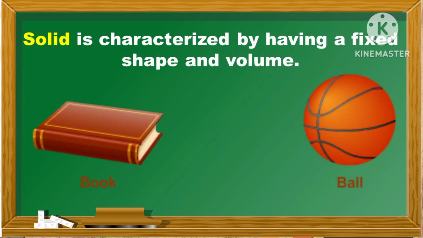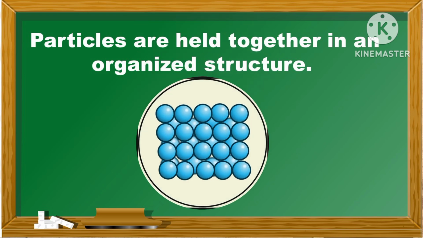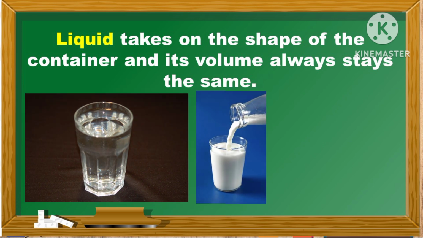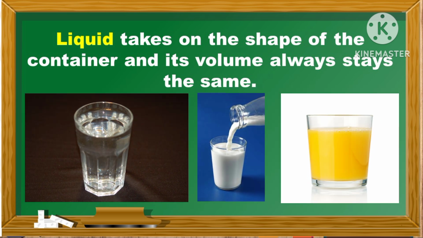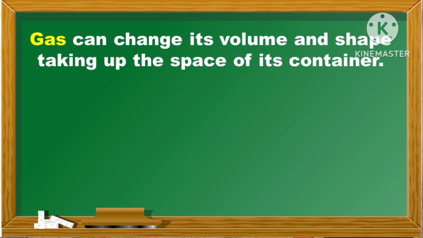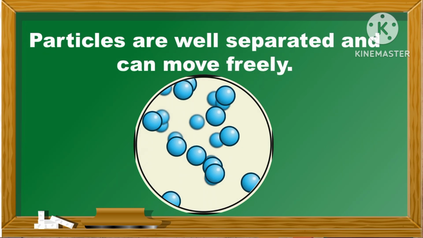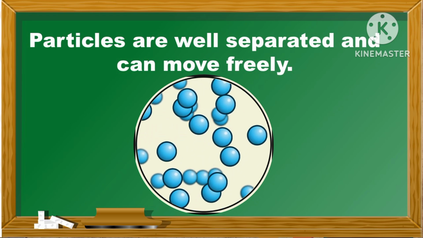Matter in its solid state. Solid is characterized by having a fixed shape and volume. Particles are held together in an organized structure. Matter in its liquid state. Liquid takes on the shape of the container, and its volume always stays the same. Particles are separated and can move freely. Lastly, matter in its gaseous state. Gas can change its volume and shape, taking up the space of its container. Particles are well separated and can move freely.